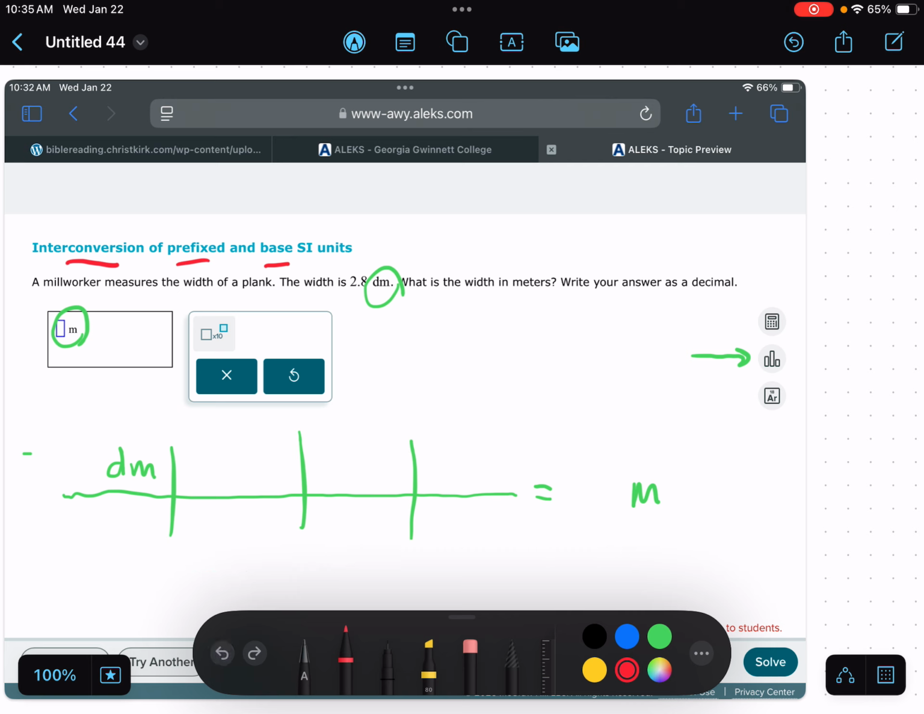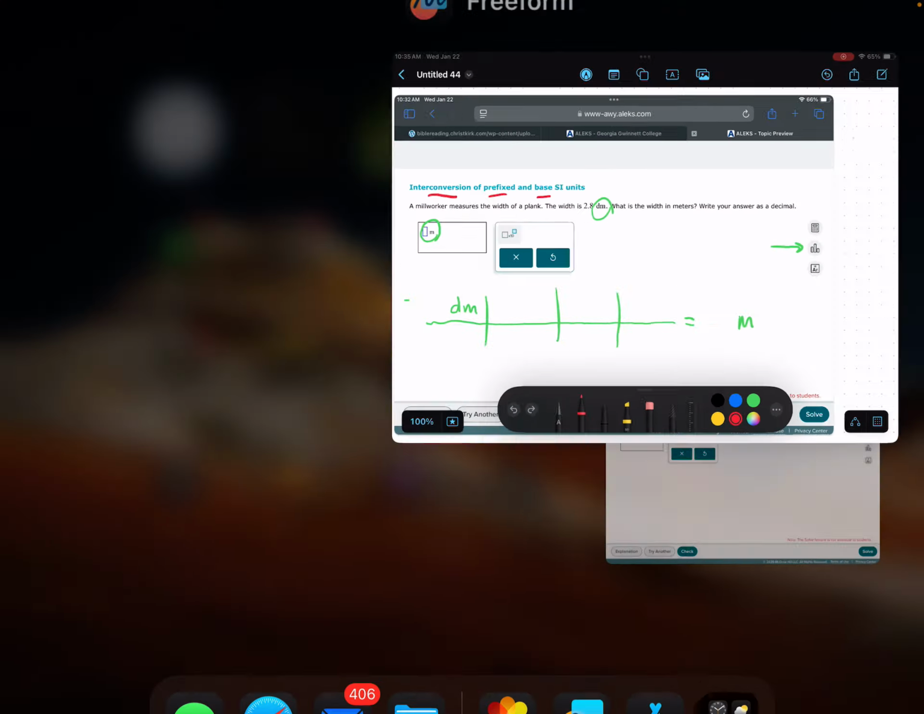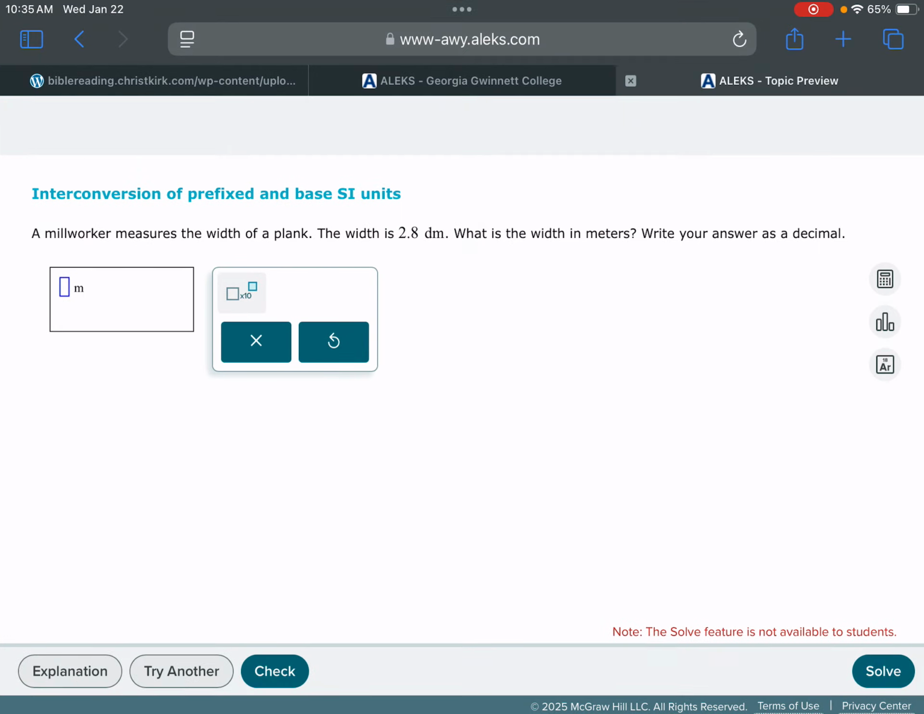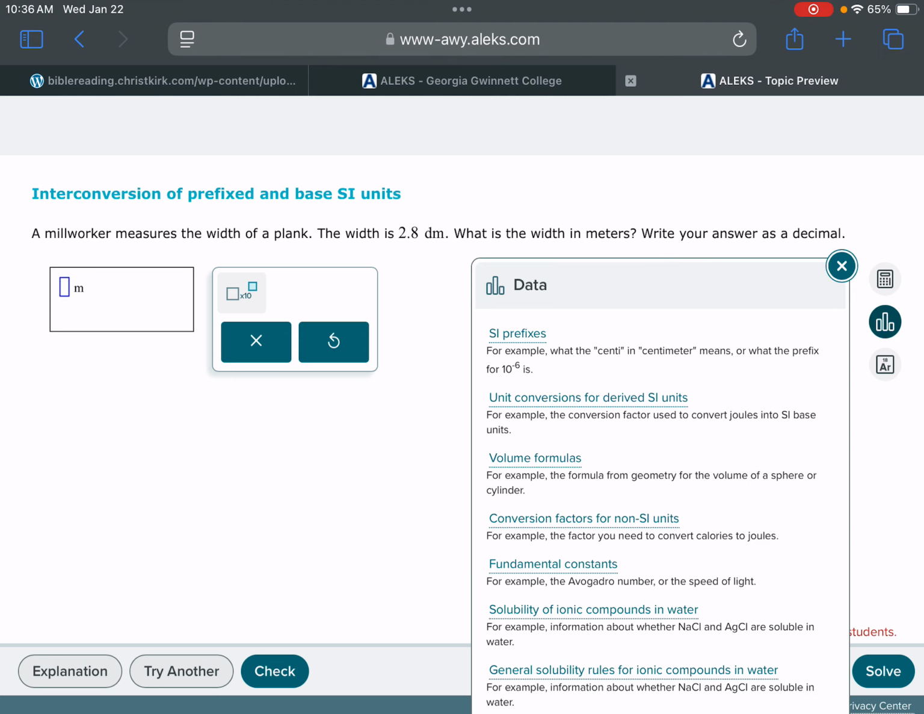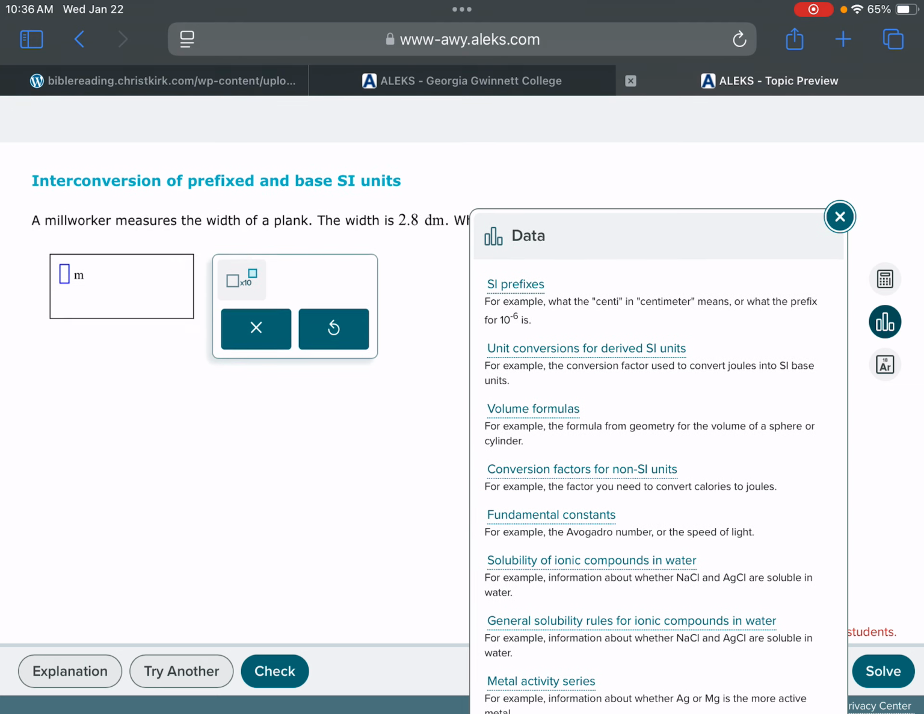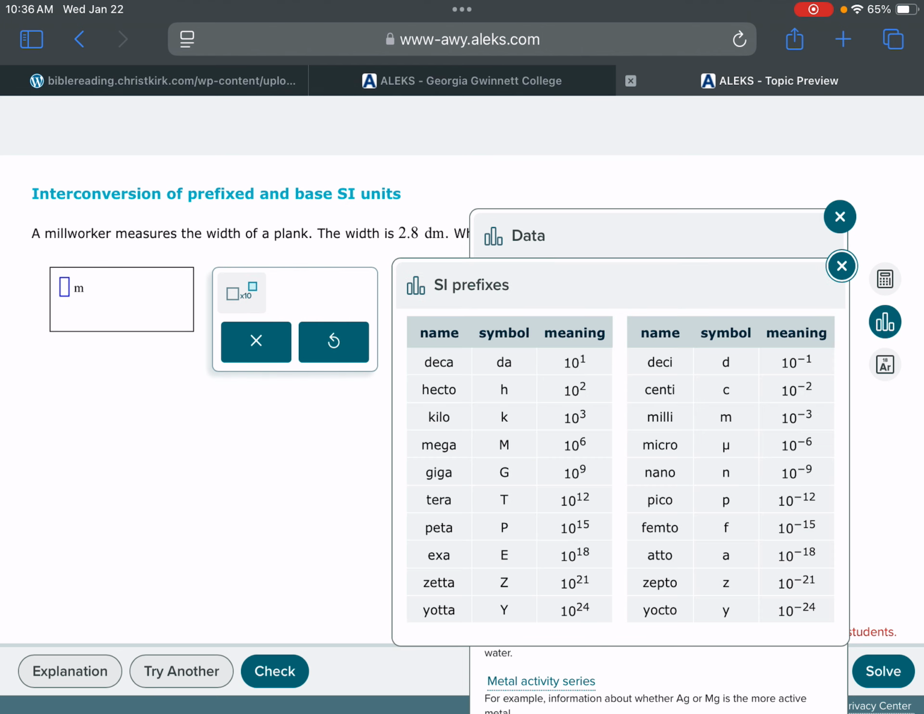Now I have to look up my conversion between decimeters and meters. I'm going to go over to my browser and click on that button, this little graph or bar chart, and look for SI prefixes. Okay, and I see deci right there. It's the second table over, the right table, in the top row. The symbol is d, and the meaning is 10 to the minus 1.